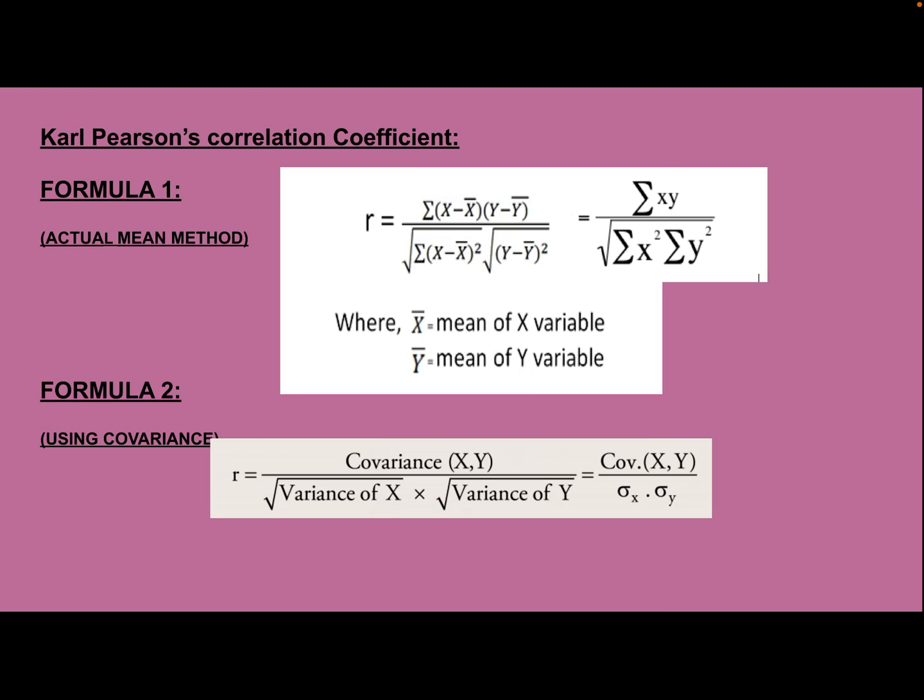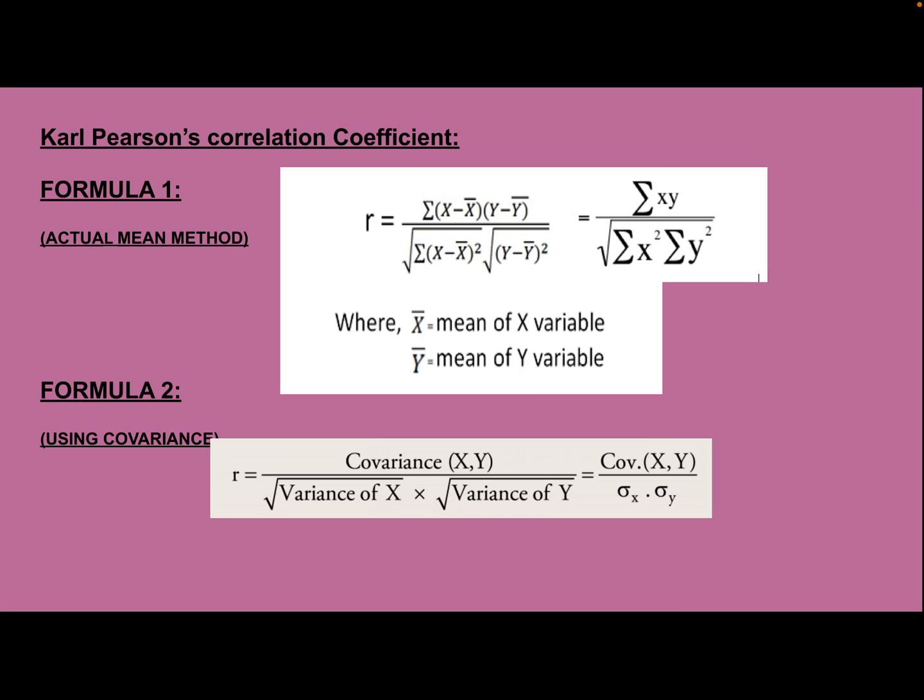Students, this has been replaced in the next formula by small x and small y to simplify. Therefore, x minus x bar has been written as small x and y minus y bar has been written as small y. So accordingly, your final formula becomes sigma xy upon under root of sigma x square into sigma y square.